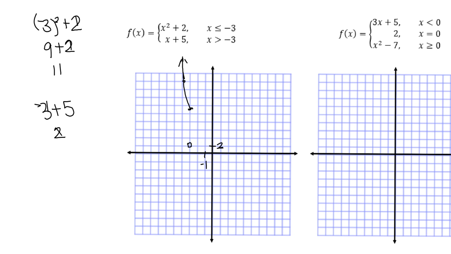And then it just follows a linear equation with a slope of 1 for all values of x. So this is what my piecewise function looks like when graphed.